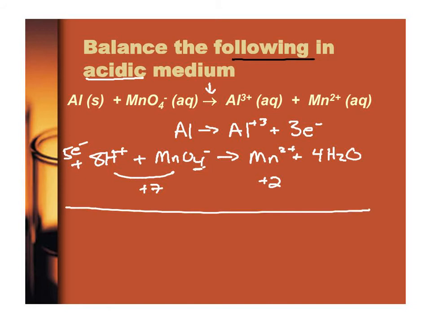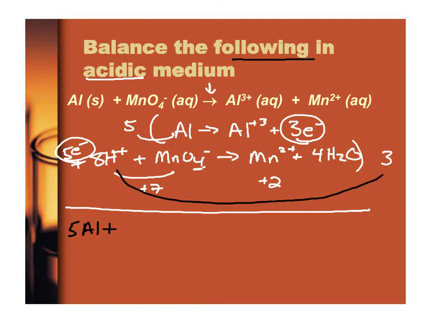Now I need to get the electrons to cancel. Notice I have 3 electrons on this side and 5 electrons on this side. So this side will have to be multiplied by 5 and this one by 3. So I'm going to just carry this through. Hopefully you can follow along. So that'll be 5 Al's plus, and this is 3.